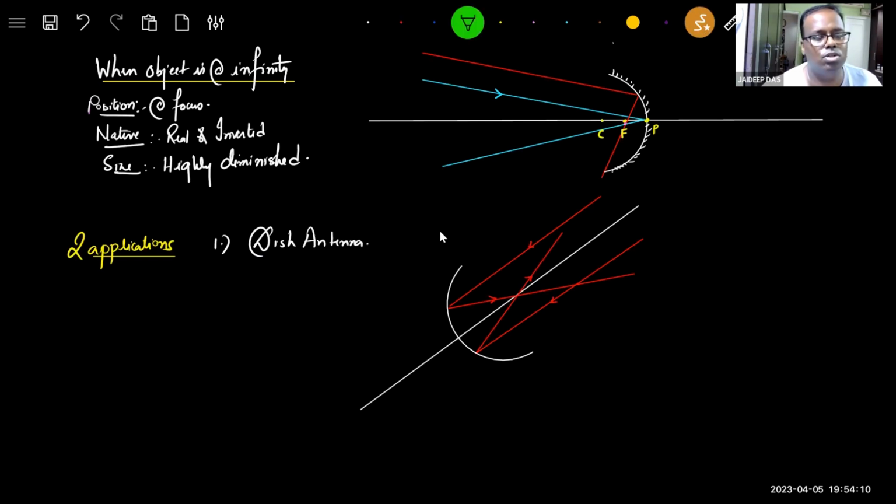And this focus will be the place, as I told you, where the LNB of the dish antenna will be fitted. Here.